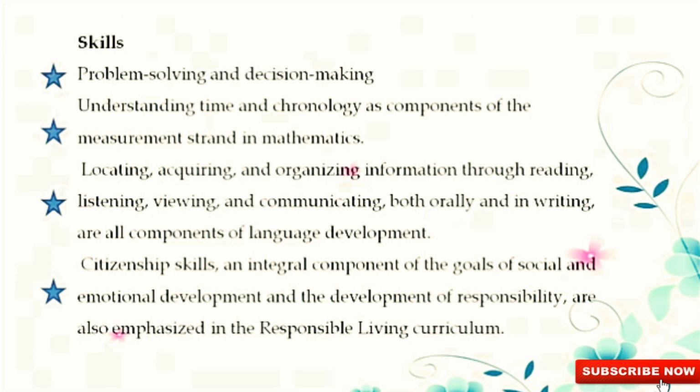Apart from them, when we talk about the skills which can be developed through social science teachings, can be problem solving and decision making, understanding time and chronology as components of the measurement standard for the mathematics. They develop locating, acquiring and organizing information through reading, listening, viewing and communicating both orally and in writing, which are all components of language development. They also acquire citizenship skills, integral components of the goal of social and emotional development of the responsibility, and are also emphasized in the responsible living curriculum.